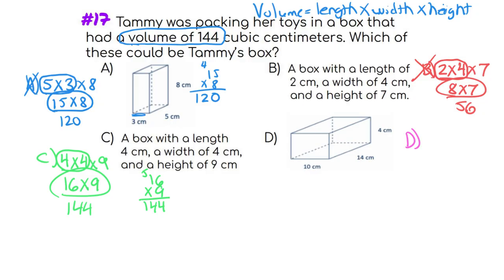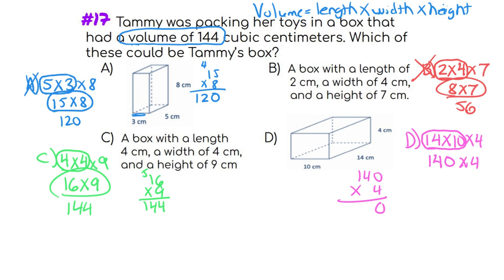Answer choice D looks like has a length of 14, a width of 10, and a height of 4. So 14 times 10, multiplying times 10 is easy. You just add a 0. So 140 times 4. Oh, I don't think I need to work this to see that's not going to equal 144, but we'll go ahead and do it anyway.